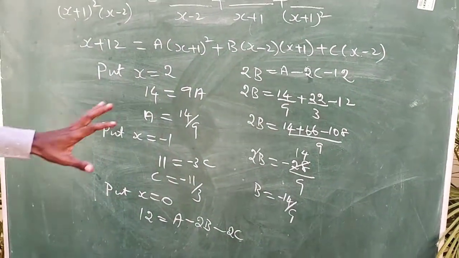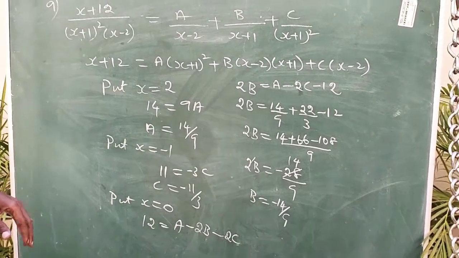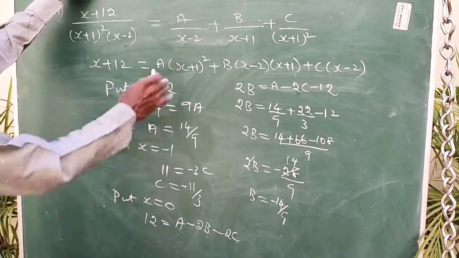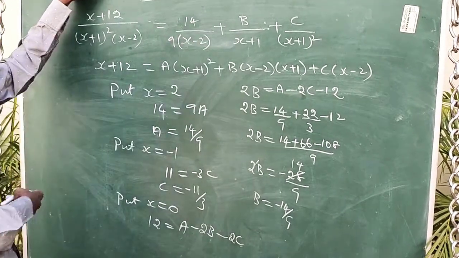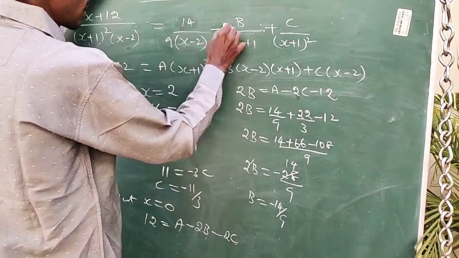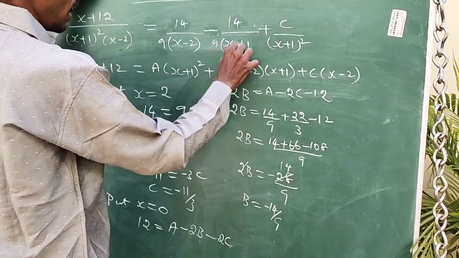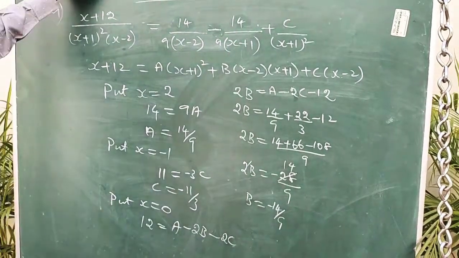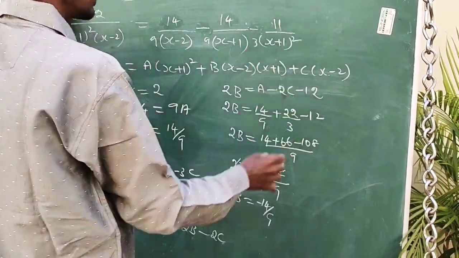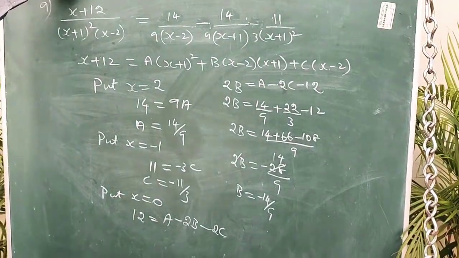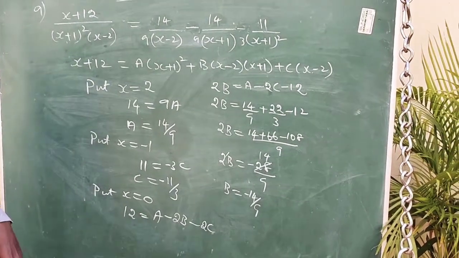Once again replace the values in the above, so put the A, B, C values: 14 by 9 into x minus 2, minus 14 by 9 into x plus 1, and what is the C value, minus 11 by 3 into x plus 1 the whole square, which is the required answer.